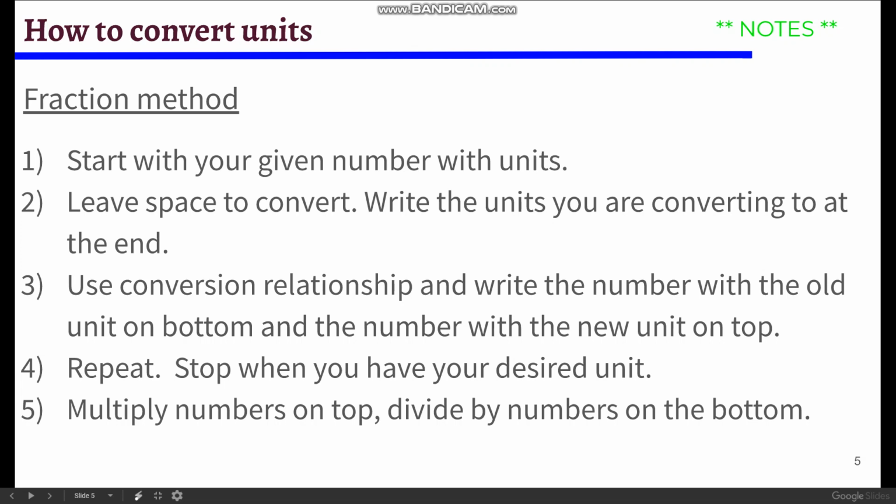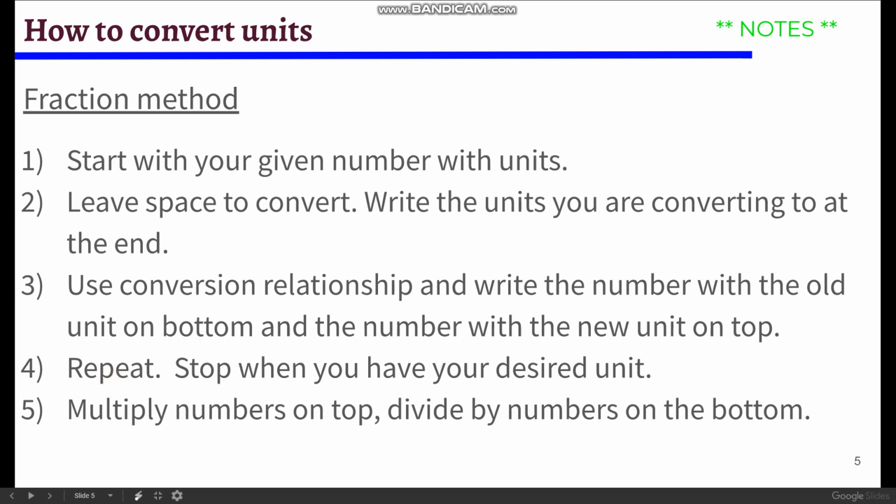So for example, let's say we started in inches and we were converting to feet. We would write our number in inches at the beginning, and then we would just write the units feet at the very end of our problem to know that that's what we're converting to. And so that's just to help us so that we know when we're done. Step 3 is use the conversion relationship and write the old unit on top or on bottom and the number with the new unit on top. And so we'll show you what that looks like on the next page. Step 4 is just repeat and stop when you have your desired unit.